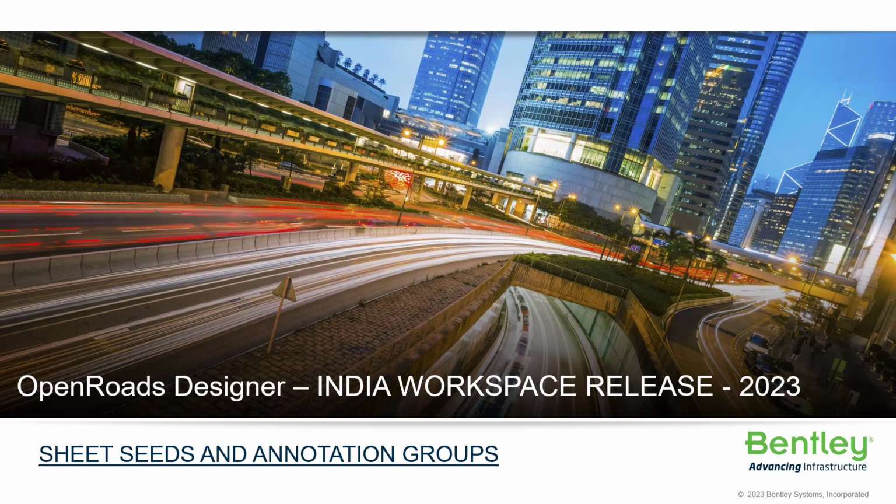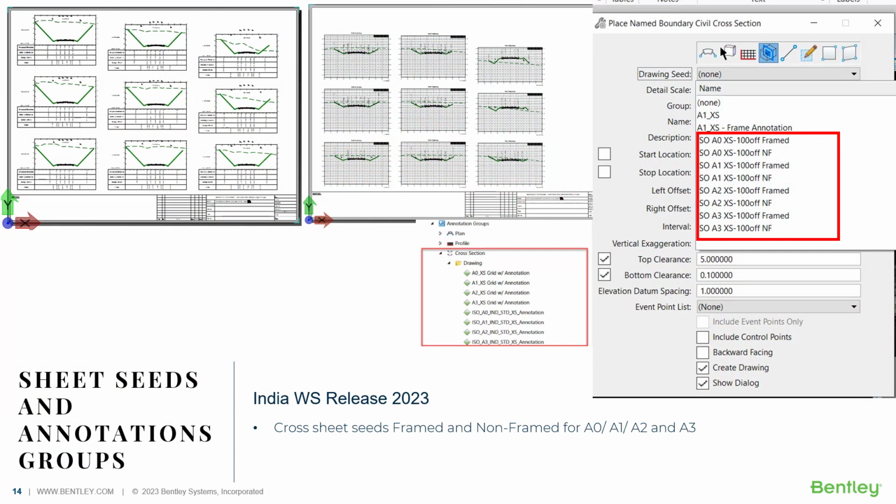Moving on to the next feature for this India Workspace release, we have the sheet seeds and annotation groups for those sheet seeds being created. The sheet seeds help the user to generate the drawings in sheets which can be directly printed or saved to PDF for the project review and submission. So a total of 8 new variants of cross-section sheet seeds have been added in this workspace for the convenience of the users.